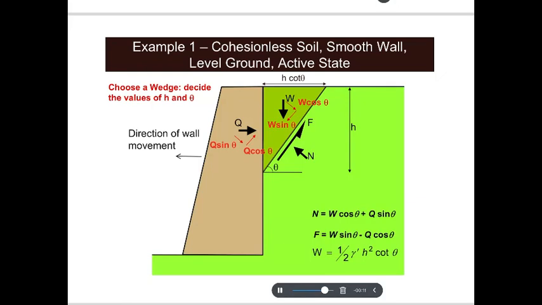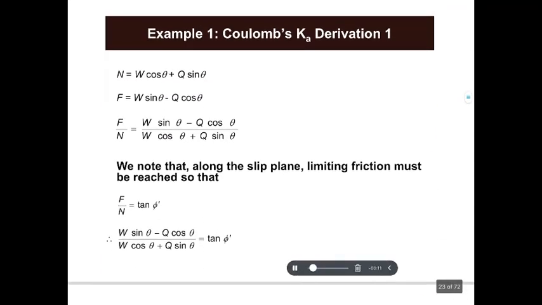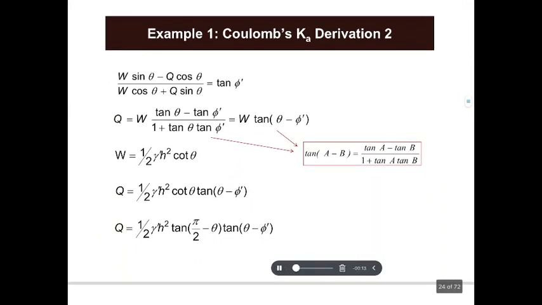And then you can simply calculate the weight of the wedge using the equation here, W equal to half times gamma prime times h power 2 cotangent theta. We know that along the slip plane, the limiting friction must be reached, so that the frictional force over the normal force is equal to tangent phi prime. After we rearrange, we will find out that Q, which is the active force, is equal to W times tangent theta minus phi prime.